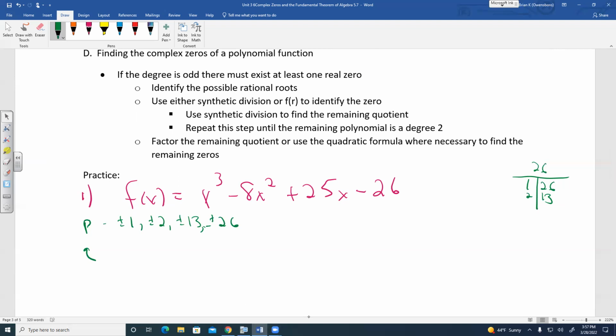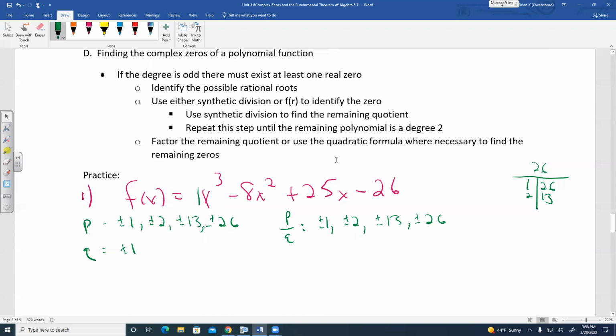Our possible Q's are the factors of the leading coefficient, which is the 1. So that's only plus or minus 1. So P over Q. So our possible rational roots are 1 over 1 would be just 1. So plus or minus 1. 2 over 1 would be plus or minus 2. 13 over 1 would be plus or minus 13. 26 over 1, well, that would just be plus or minus 26. So we have 8 different choices for our zeros, our roots.